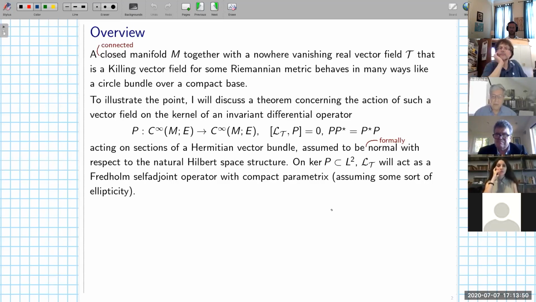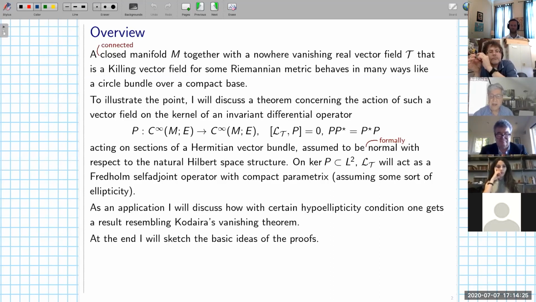Okay, so what happens is that when you look at the kernel of the operator, the kernel is invariant under the operator L_T because it's a commutation thing. And so you can look at the kernel inside L2, which is a Hilbert space, and then regard L_T, the restriction of L_T to this, as an unbounded operator, and look at its maximal domain. And then what you get is a Fredholm self-adjoint operator with a compact parametrix. This is under some hypothesis that we'll study more carefully later.